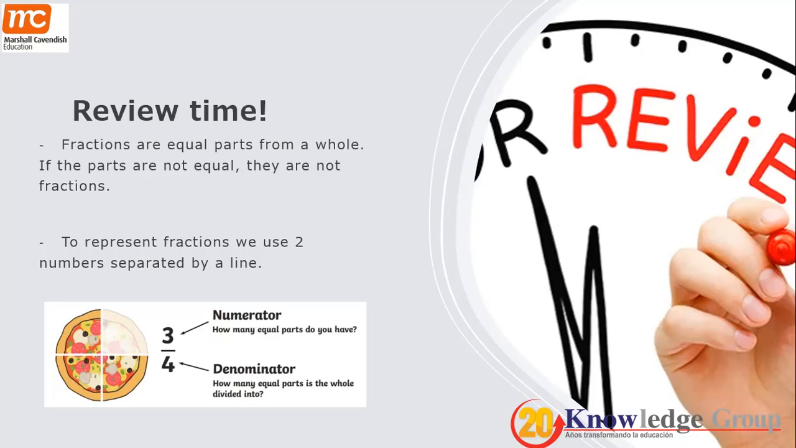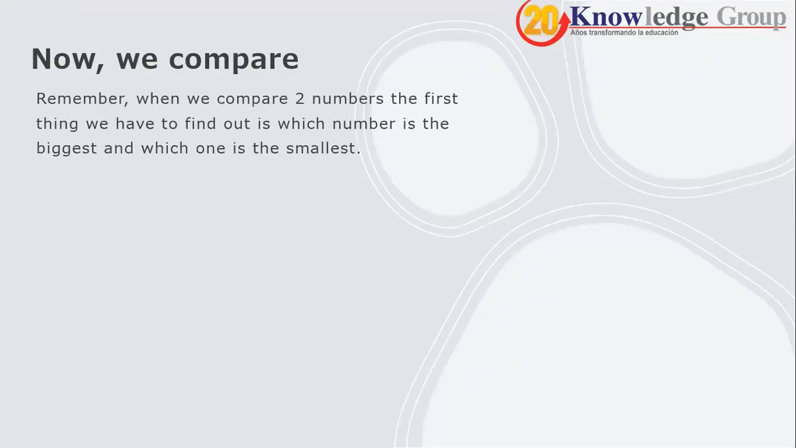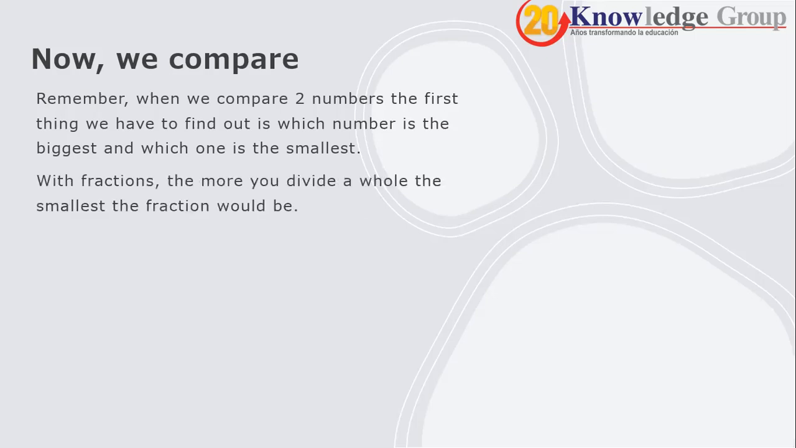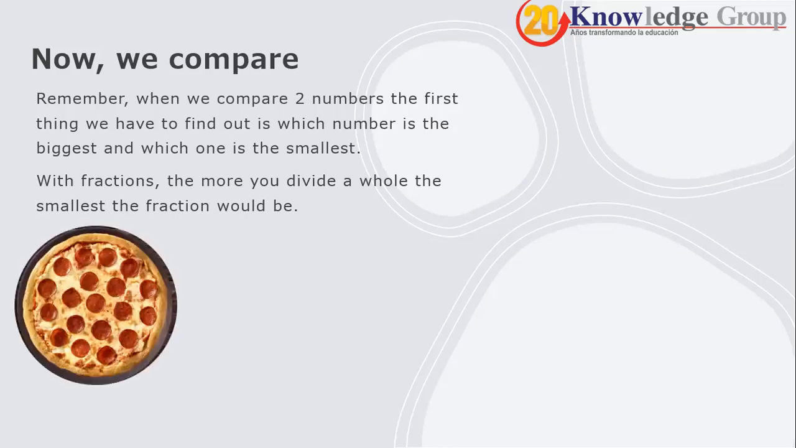Now we go with comparison. When we compare two numbers, the first thing we have to find is which number is the greater or the biggest and which one is the smallest. How do we do that with fractions? Remember, when you divide a thing, the more you divide it, the smaller the fraction or the parts are going to be. Okay, so let's see some pictures.